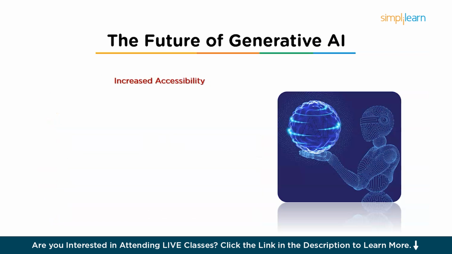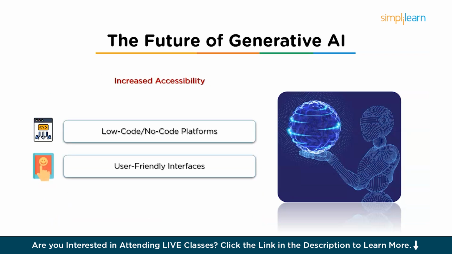Next is increased accessibility. So first comes low-code or no-code platforms. So with the rise of low-code and no-code tools, businesses and individuals with little technical expertise will be able to leverage AI for content generation, customer interaction, and more. Also user-friendly interfaces. So future Gen AI systems will likely feature voice or gesture-based interfaces to interact with AI in intuitive ways, making it more accessible for everyone, not just developers.